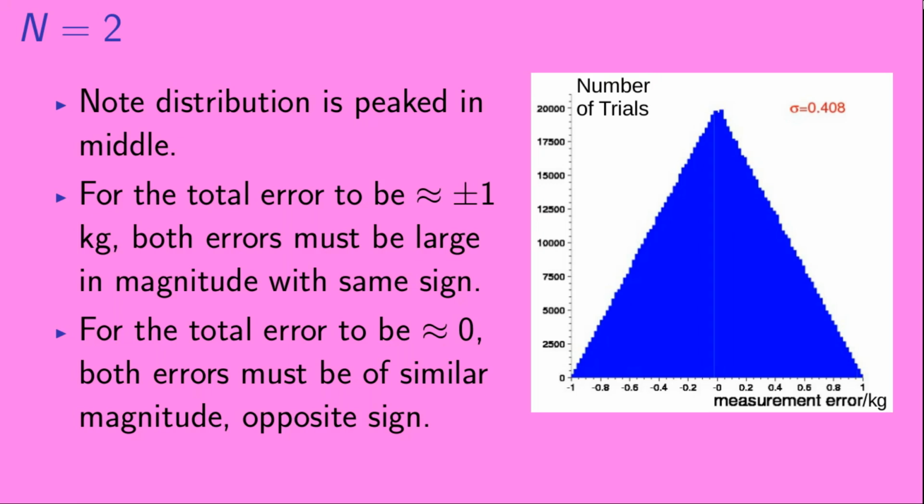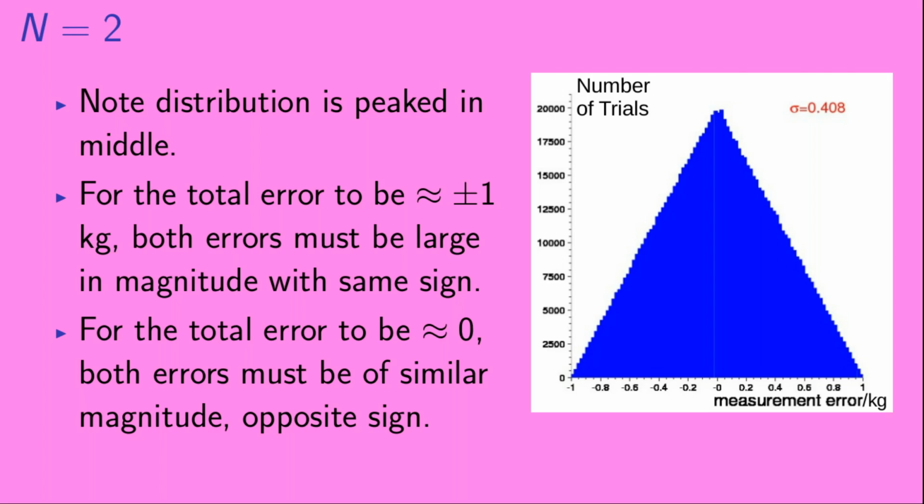We can see that here in the n equals 2 case, the error distribution is strongly peaked in the middle, unlike the n equals 1 distribution, which was flat. We can understand how that happens using the following logic. In order for the total error to be near plus or minus 1 kilogram, both of the errors on the individual objects would have to be large in magnitude, and the 2 errors would have to have the same sign. So in order to have a total error near minus 1 kilogram, you would have to have 2 errors that are both near minus 0.5 kilogram.